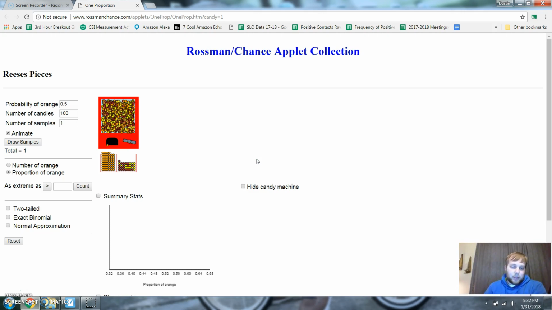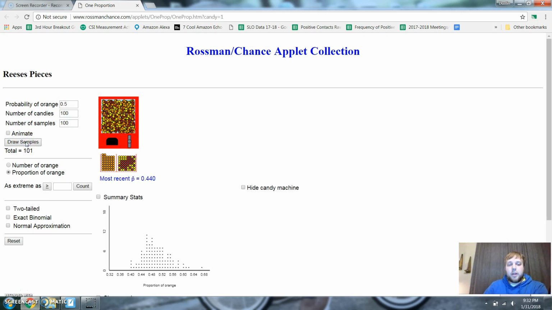100 candies. Here we go. Orange, orange, orange, orange, orange, orange. Ooh, 56 orange, right? So it is possible to get 56, right? And that's just one point on our graph. Let's do this 100 times. I'm not going to animate it because that takes forever. And here we go. Boom.